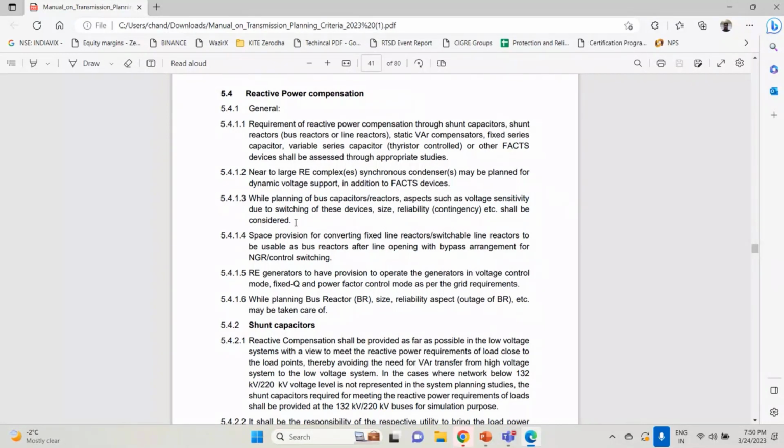at a particular node. Sir, one question. What is the synchronous condenser we are planning for the RE complex?